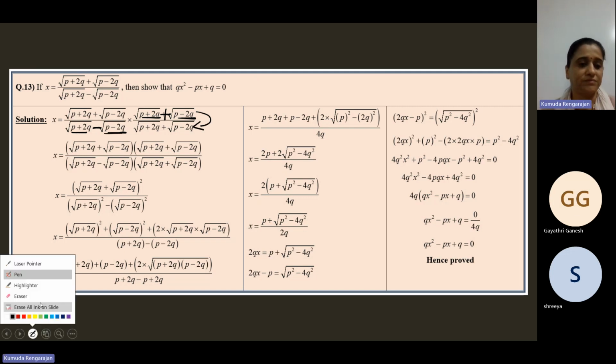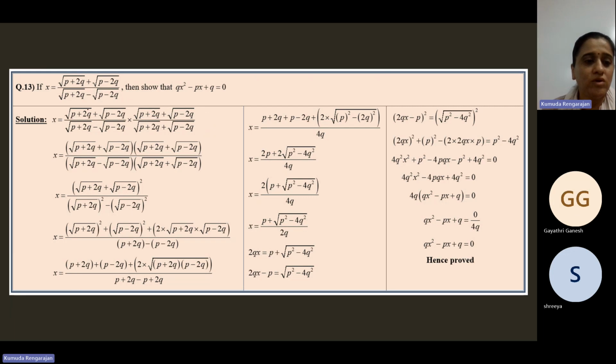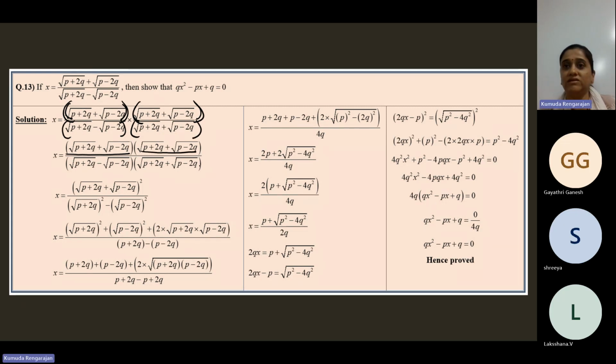Okay, so that's the first step. Now we'll have to multiply the numerators, multiply the denominators, right? So that's what you see here. I've enclosed these terms in a bracket, and enclosed these terms in a bracket, indicating that we'll have to multiply them, right? Multiply this numerator by this numerator. Denominator, the same thing, multiply the denominator. So this denominator multiplied by this denominator. So that's what you see here in the second step.